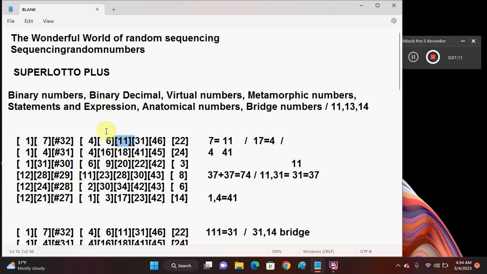Binary decimal numbers. Now this is a binary decimal number right here. In other words, 11 and 41 linked together like that. They form a binary decimal number. The 111 is 7 in binary notation. Linked to this number right here is 47. So if you go over here, notice how you have that 4, 7 right here.